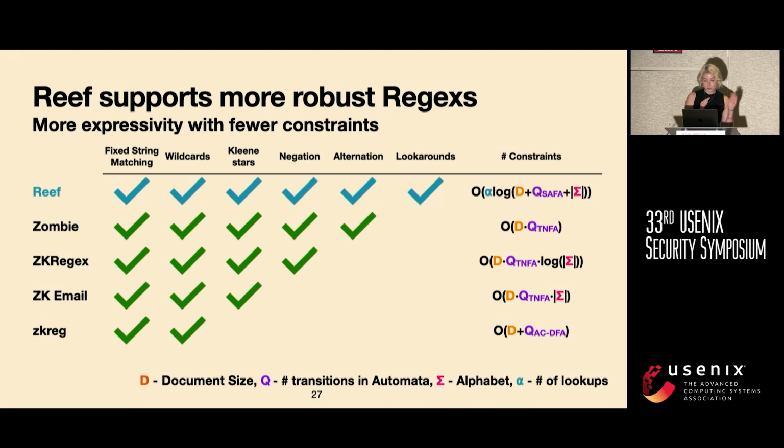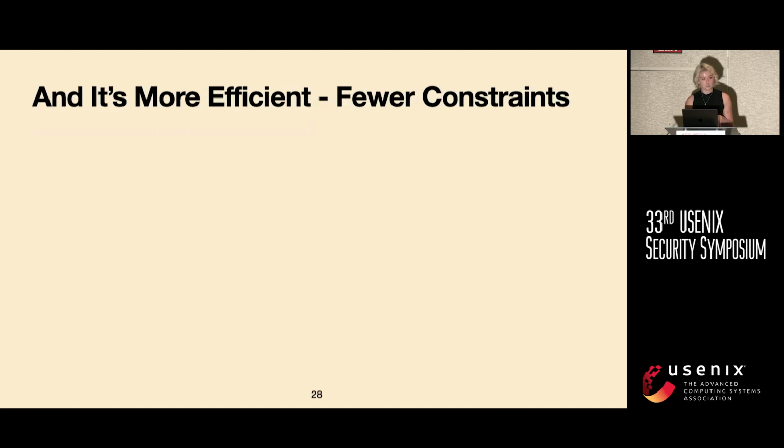With Reef, we're able to move all of that inside of the log with just a small factor in front, alpha, which is the number of lookups you perform. In practice, across all of the applications we looked at, this is very, very small. Additionally, Reef is a more general purpose solution, so we can support a variety of applications. So Reef is more efficient not only in theory, but also in practice.